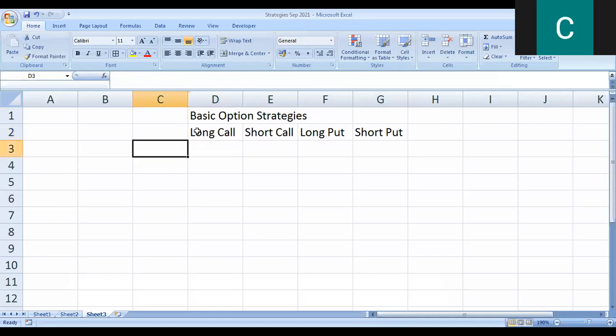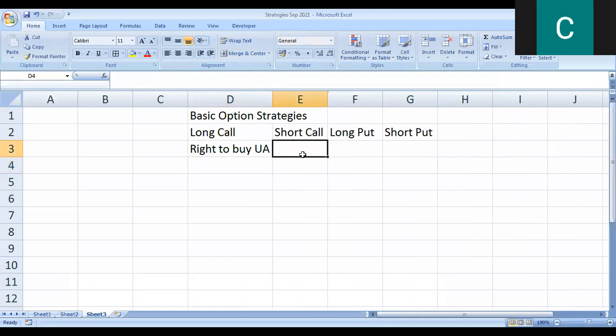First, let us start with the role of the long call position. He has the right to buy the underlying asset. What is the role of the short call position? Is it right or obligation? Obligation. Short call has the obligation to sell the underlying asset.